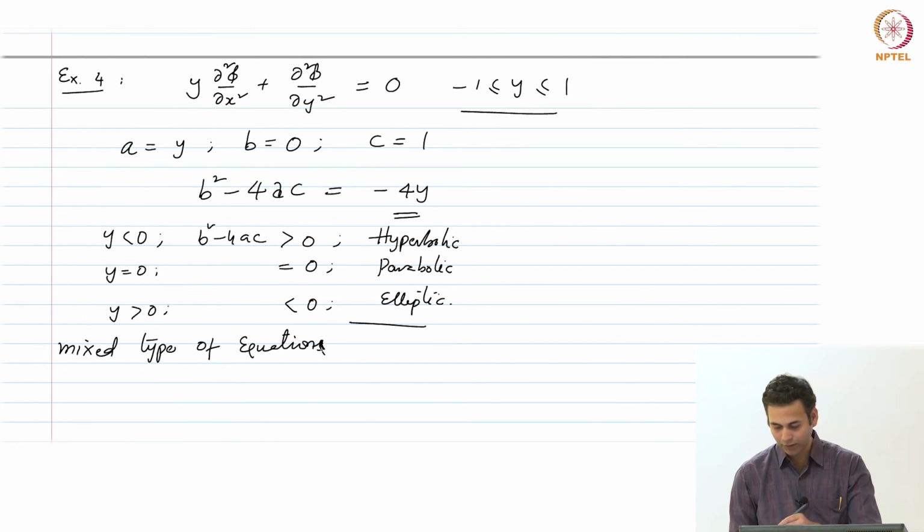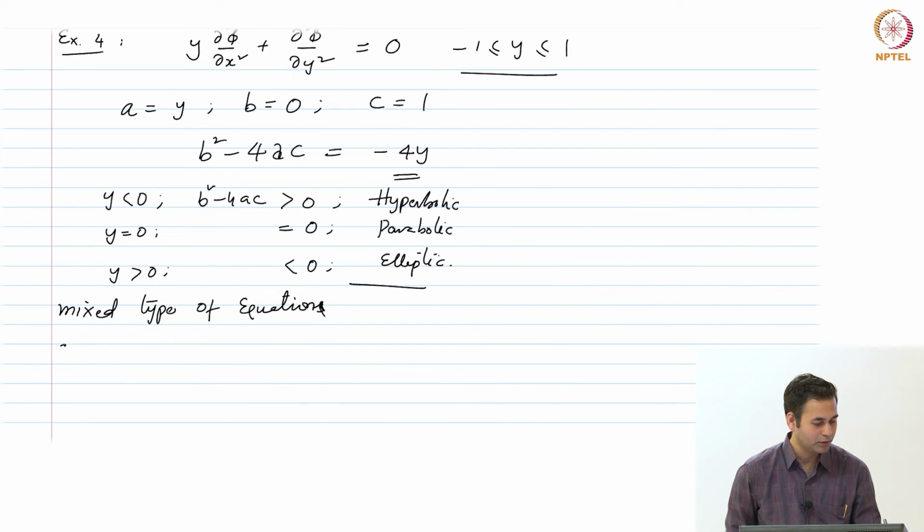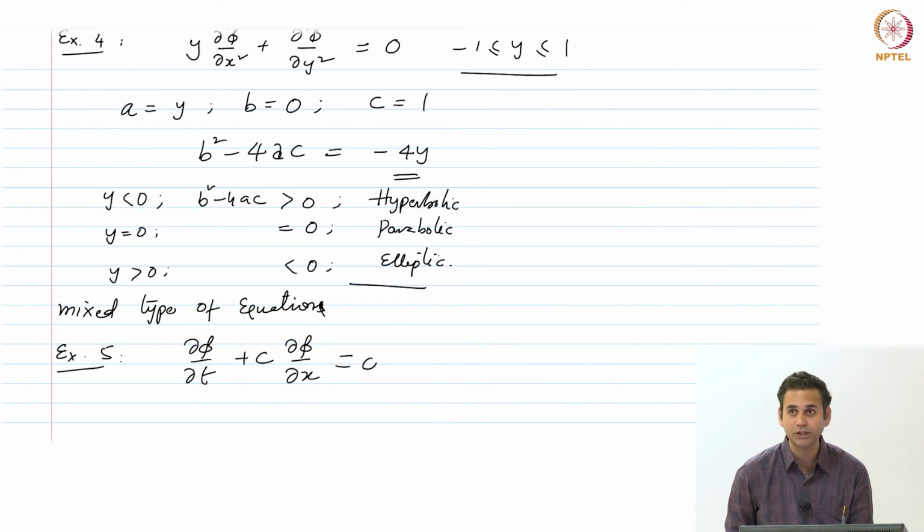First order wave equation, very good. Okay, I'll come to that now. Another example is partial phi by partial t plus c times partial phi by partial x equals 0. So, this is a wave equation of first order. I said this is hyperbolic. Now, how do we prove that this is hyperbolic?